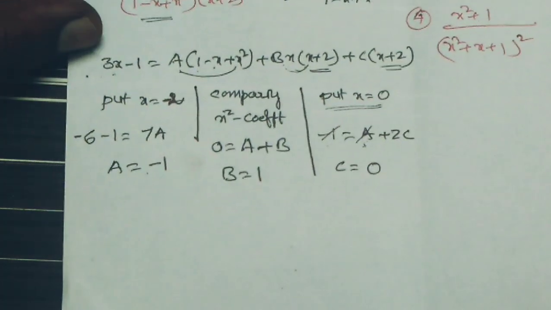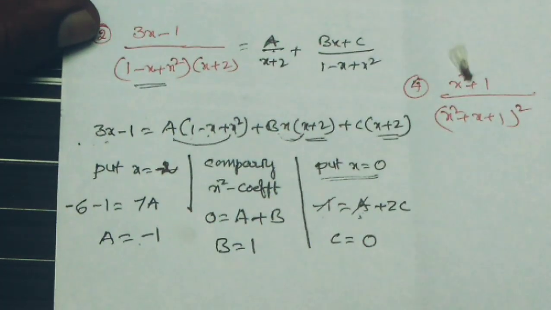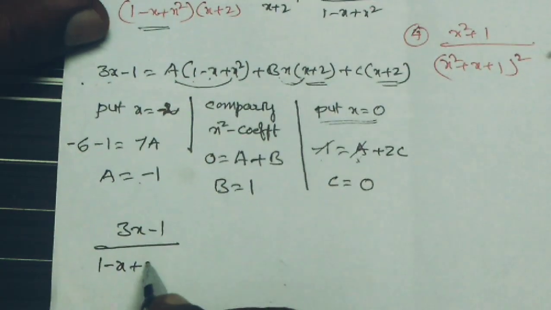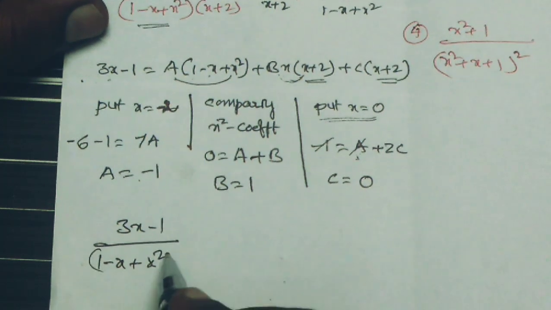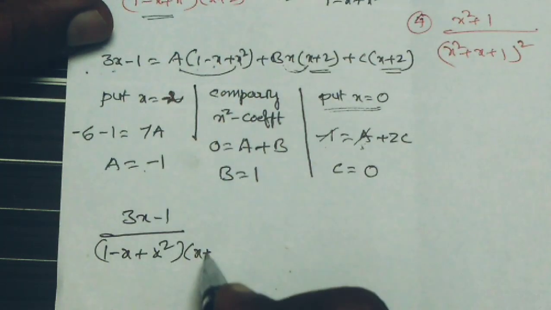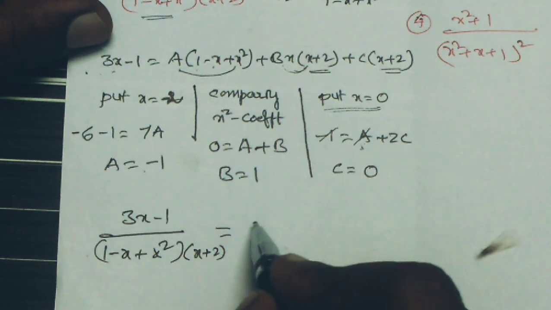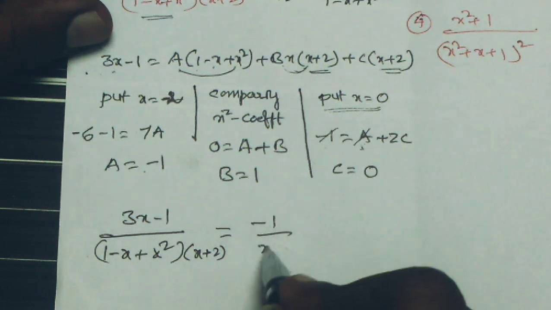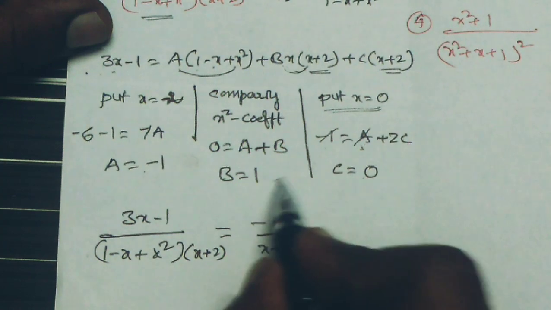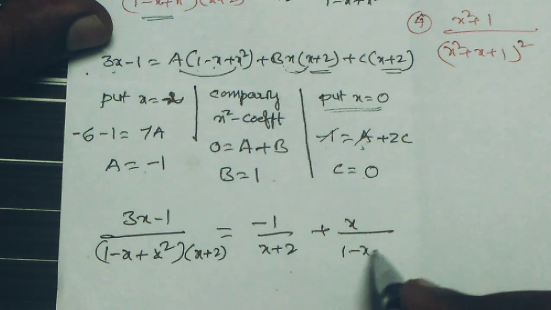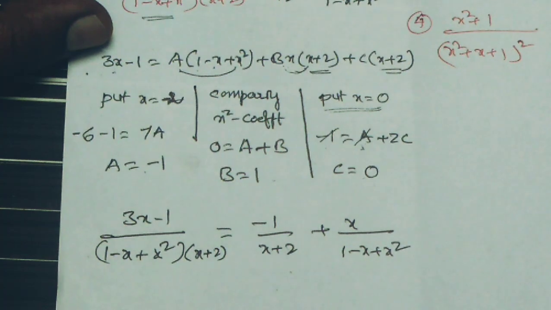So what do we have to write? The partial fraction of 3x minus 1 by 1 minus x plus x square into x plus 2 can be written as, what is the value of a? That is minus 1 by x plus 2. Bx plus c is x by 1 minus x plus x square. Is it clear?